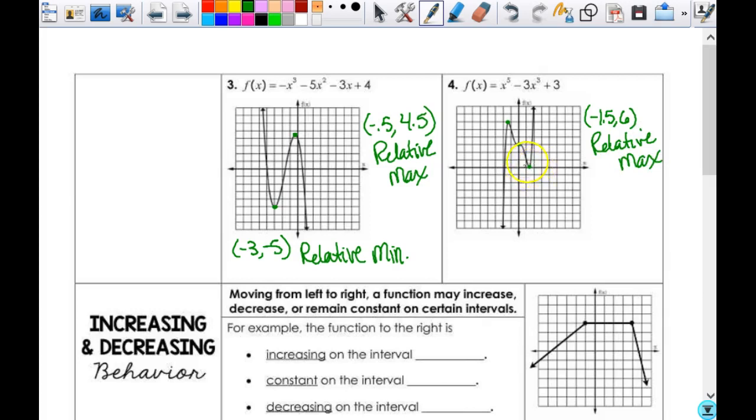This point right here, we'll jump to this one. This one is 1.50. Okay, good. And what would we say that one is? Relative min. All right. So then this one right here, which is at 0.3, what is that? Point of inflection. Very good. This is your point of inflection.